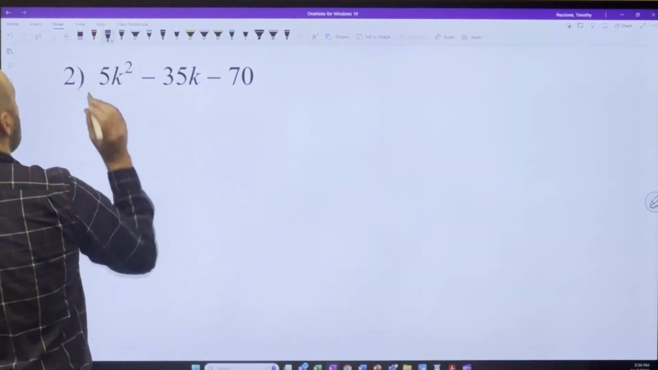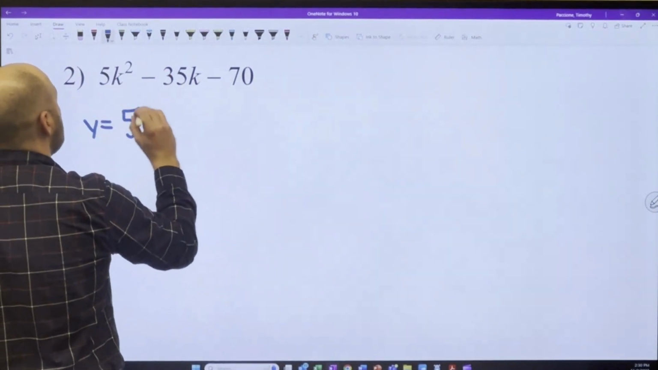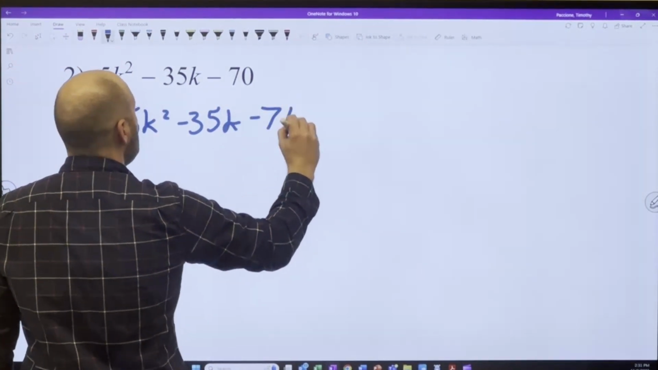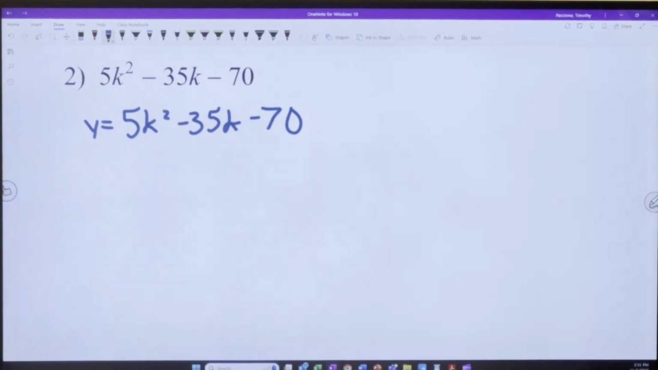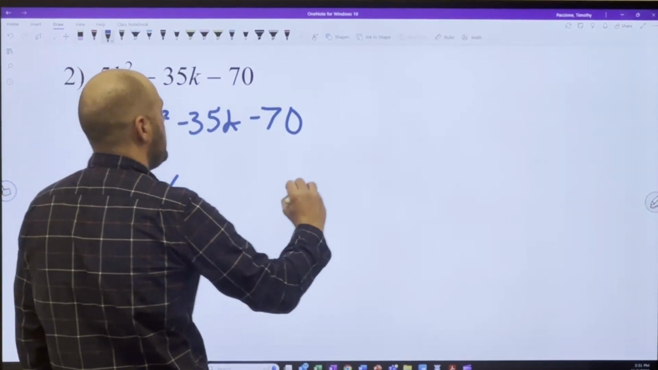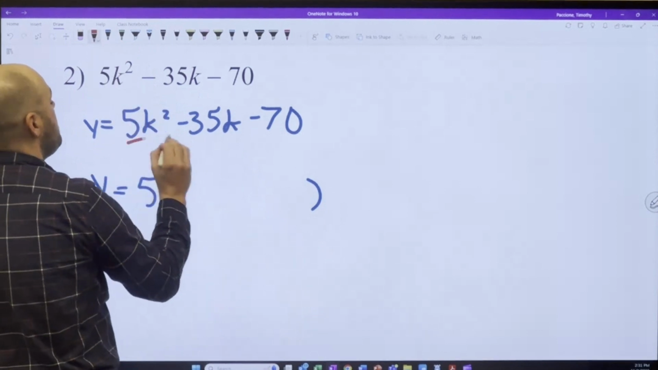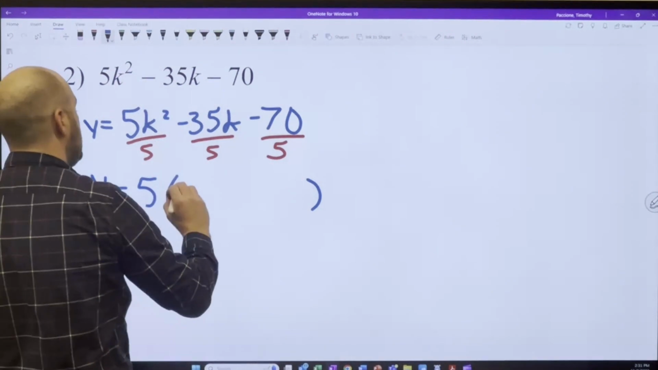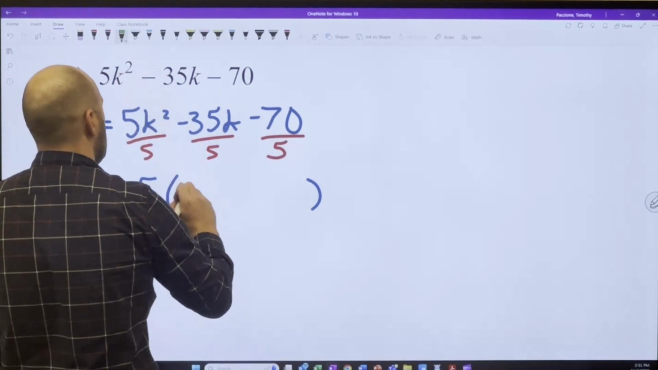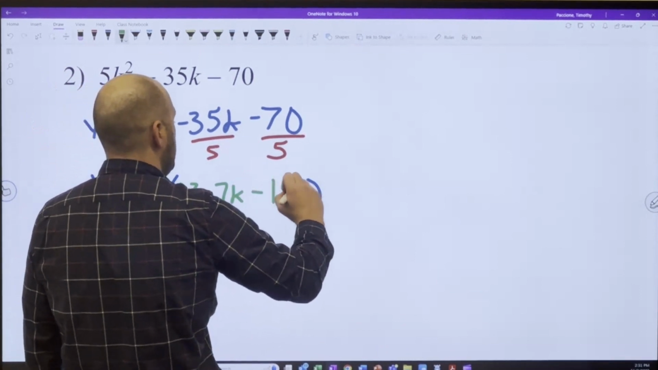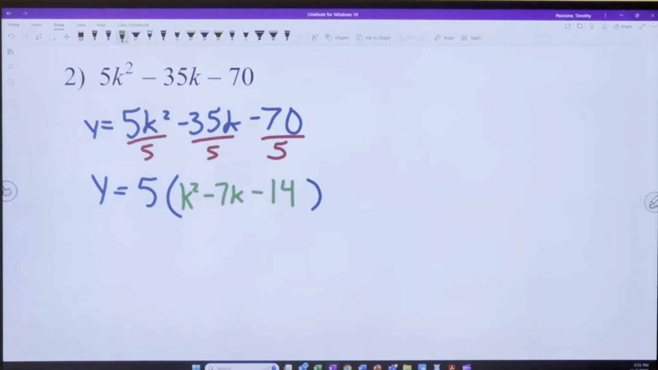Okay, so I got y equals 5k squared minus 35k minus 70. Again, that same thing. I want a to be 1. I don't want this 5. So I'm going to try to pull that 5 out. Y equals 5, big parentheses. And then I just divide everything by 5. If I do that, I get k squared minus 7k minus 14. Okay? Now I take that to magic x.